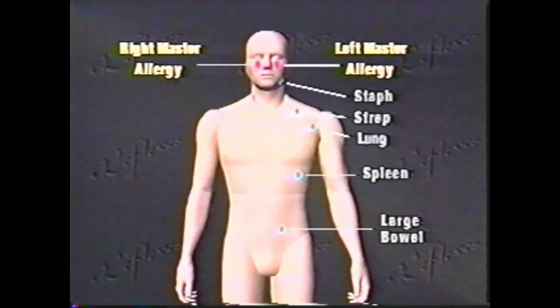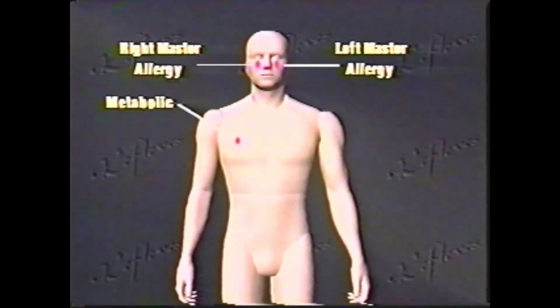The third main reflex is the metabolic reflex. This reflex may be found in the center of the right chest area. The metabolic reflex has the most subreflexes of any with 14.